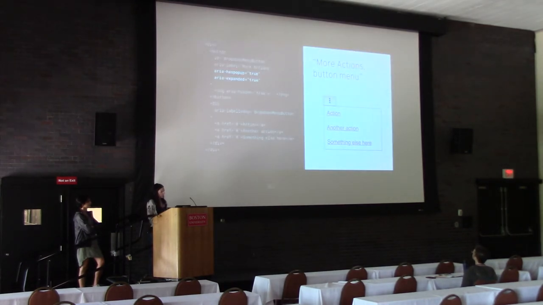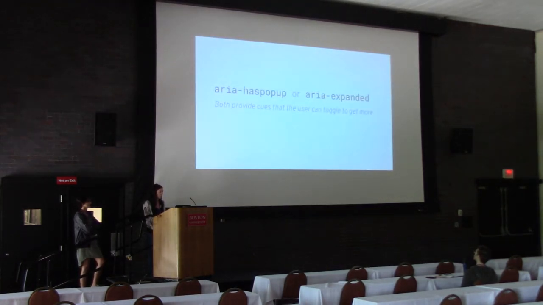So we noticed when we were testing this that the variation that had both ARIA has pop-up and ARIA expanded in JAWS gets announced as more actions button menu, and this is regardless of what state the menu is in. The ARIA expanded attribute gets completely ignored in this case. But in our variation that had just ARIA expanded, JAWS would announce it as more actions button collapsed when the menu is hidden, and more actions button expanded when the menu is visible.